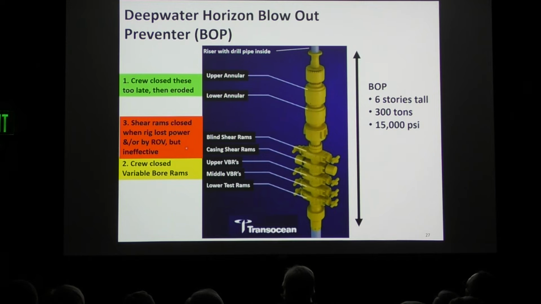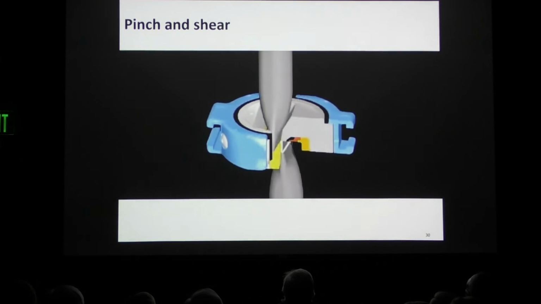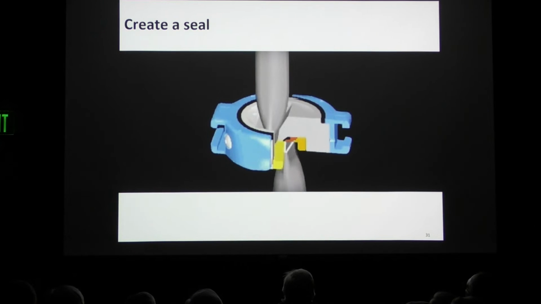And this is a massive piece of equipment, 6 stories tall, 300 tons, capable of holding back 15,000 psi of pressure. So this is a massive, massive piece of equipment. Here's a quick animation of what the blind shear rams are supposed to do. Cut it and seal it.